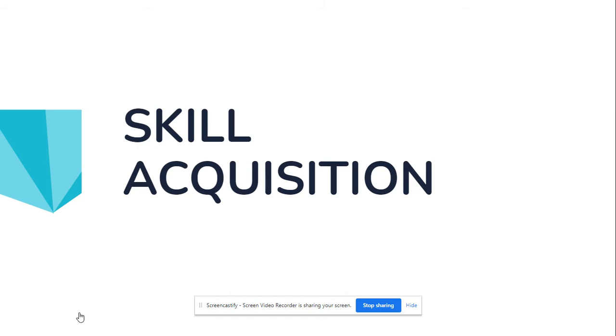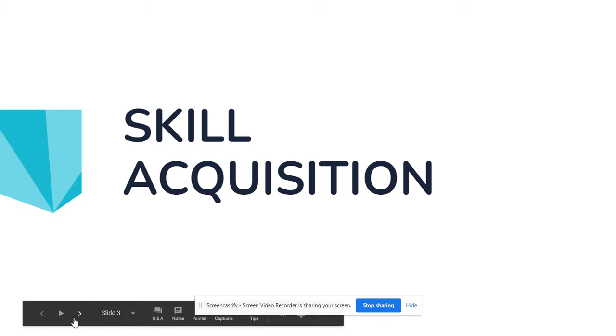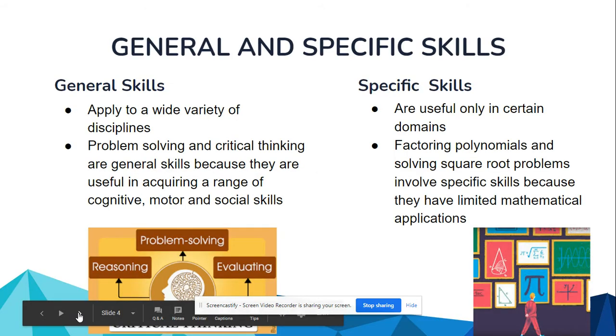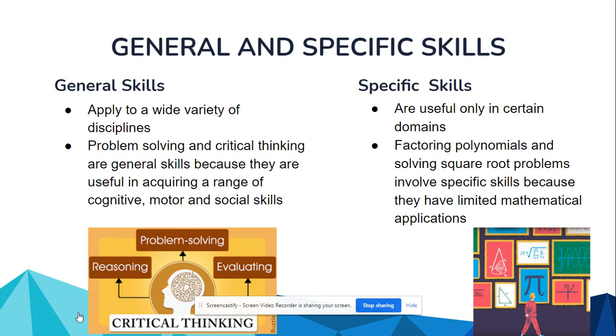Skill acquisition. Developing competence in any domain represents a process of skill acquisition. Skills can be differentiated according to degree of specificity. So we start off with two different types of skills. We have general skills and specific skills. General skills apply to a wide variety of disciplines. They involve problem solving and critical thinking. They're useful in acquiring a range of cognitive and motor and social skills. And then specific skills are only useful in certain domains.